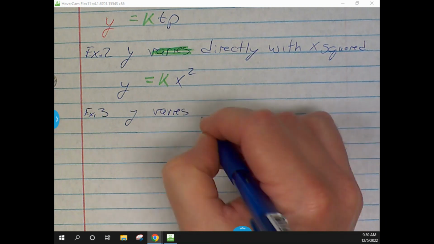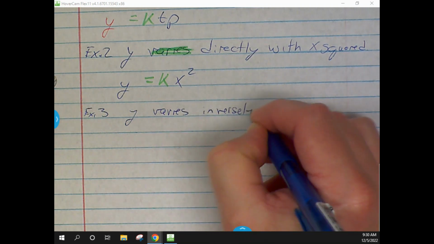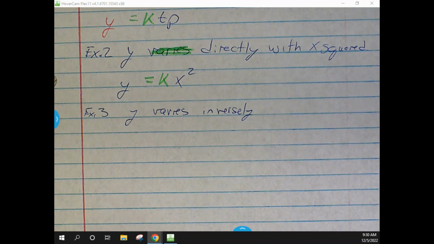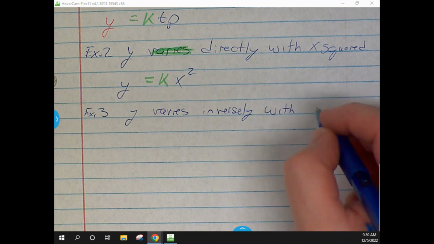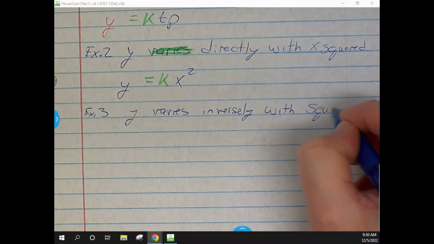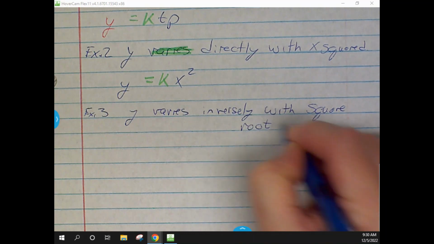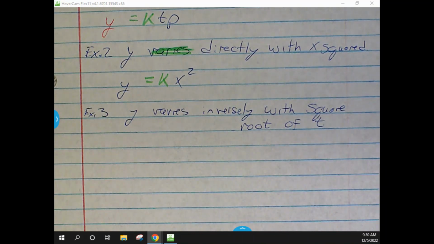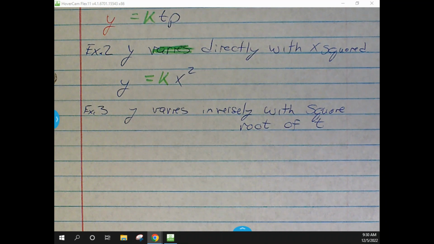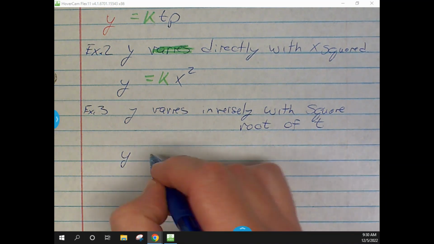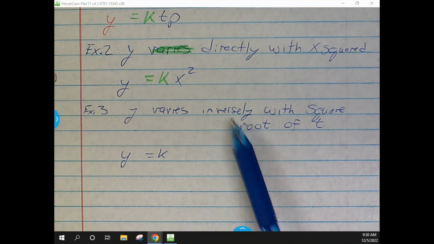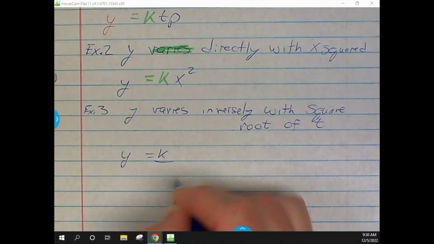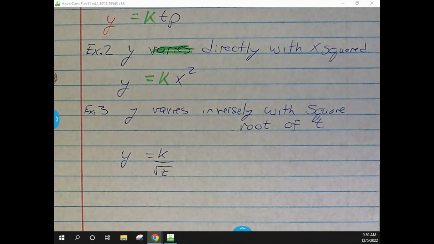All right, two more and then we're done. Then we'll do y varies inversely with, let's go with the square root of t. Okay, you've got y. Again, your varies is your equals k. And again, the next word tells you what to do with it. If it's inverse, that means the next variable has to go underneath it. So it's y equals k over the square root of t.